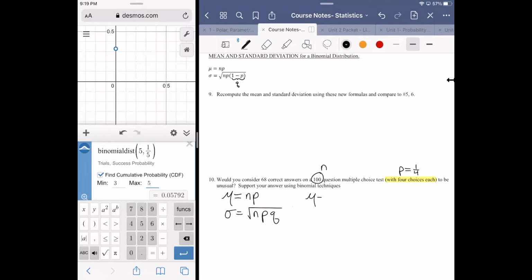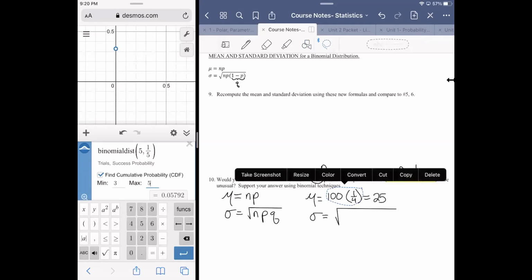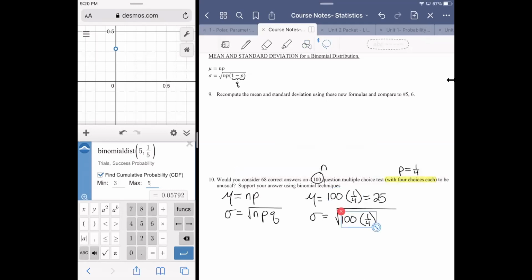So mu would be equal to 100 times 1/4, which is 25, which ought to make sense. 1 in 4 chance of getting a question right, 100 questions, so you probably expect to get about 25 of them right. Sigma would be the square root of my previous computation, but also multiplied by Q, the probability of failure, which is 3/4. So the square root of 75 over 4.